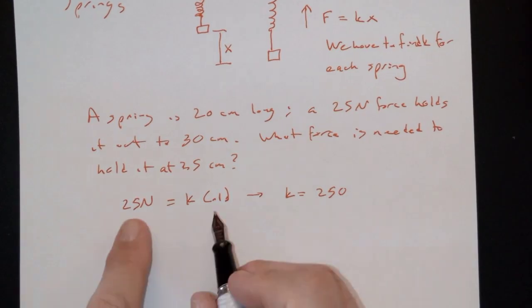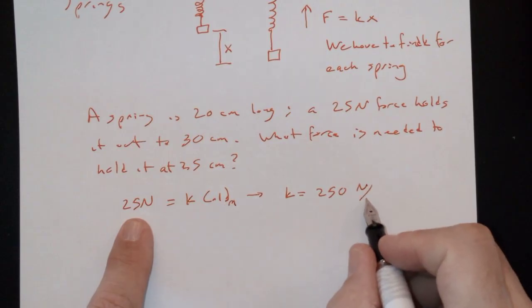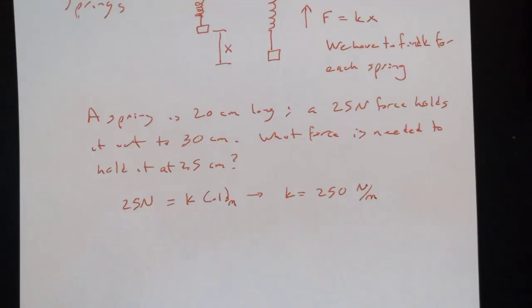And now my units are, look carefully. I have newtons on this side, I have meters on this side, right? So in order for K to work out, this has to be newtons per meter. K itself is a number, but because I'm using it in a united calculation, it's got to have a unit associated to it. Spring constant is measured here in newtons per meter. It could be measured in pounds per foot or newtons per centimeter.